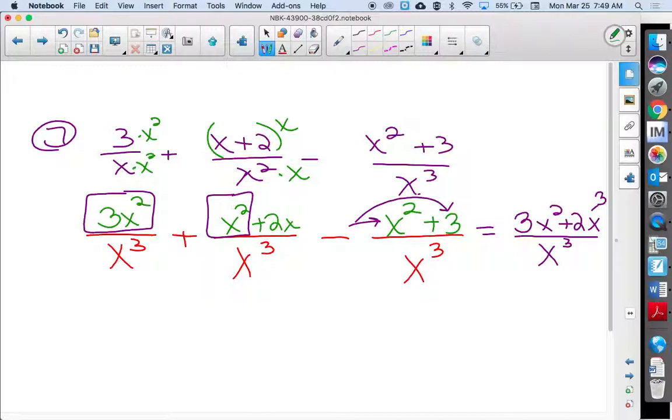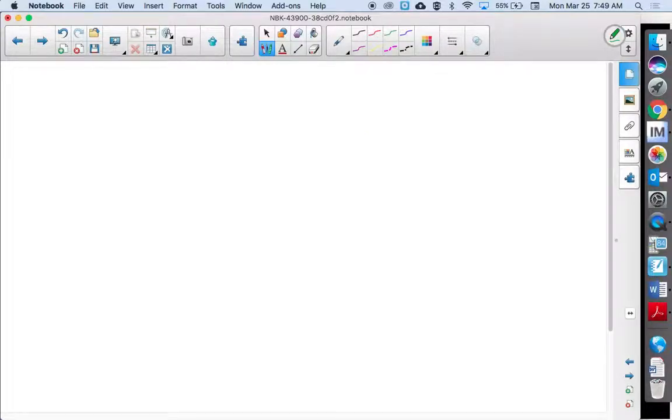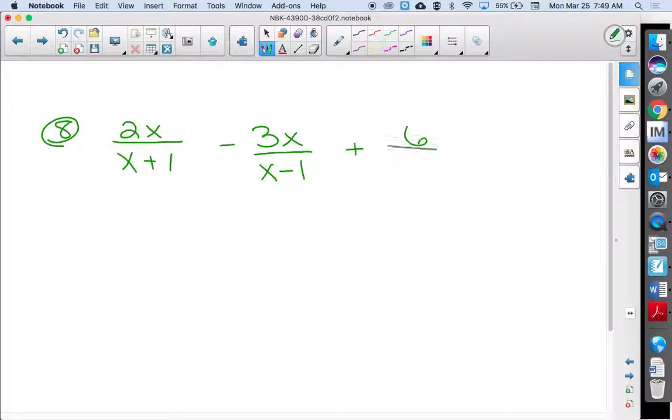So also looking at number 8, because number 8, you gotta make sure that you simplify it the whole way. So we have for number 8 a 2x over x plus 1, a 3x over x minus 1, and then a 6 over x squared minus 1. The first step to get a least common denominator is to make sure they're in factored form. Do any of these denominators need to be factored?